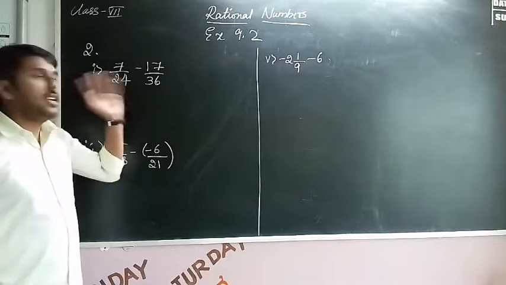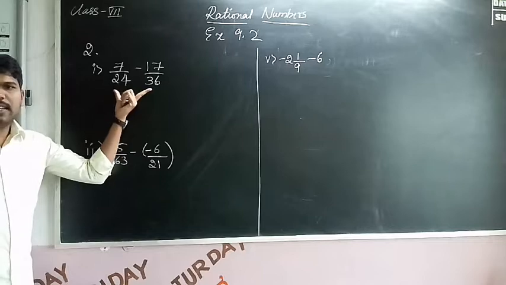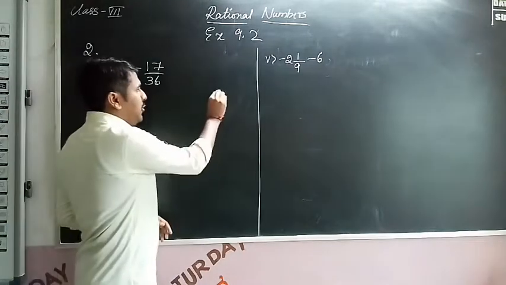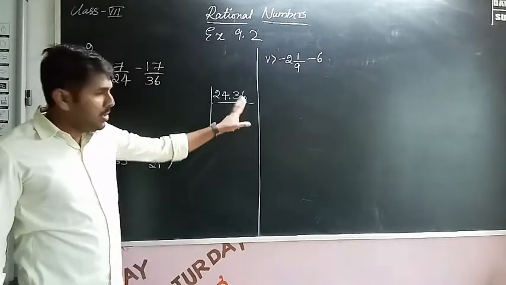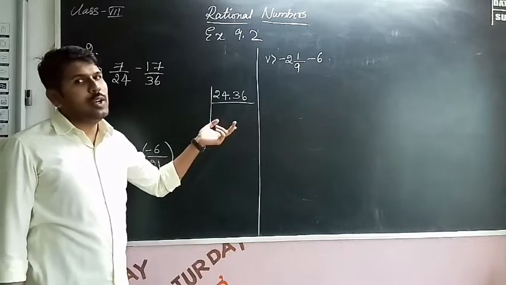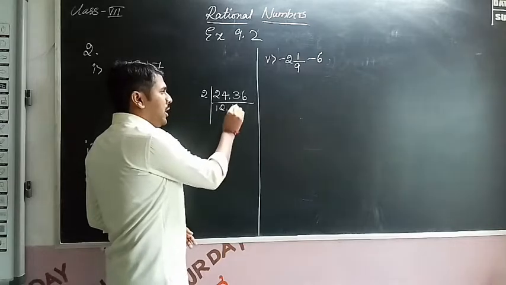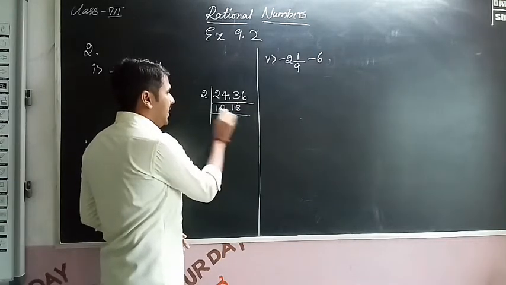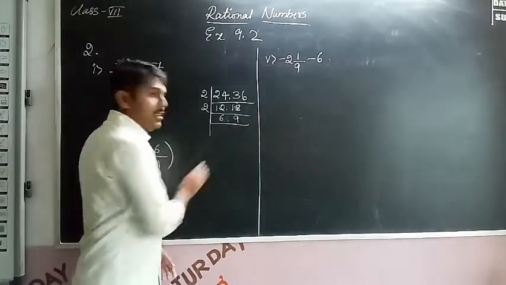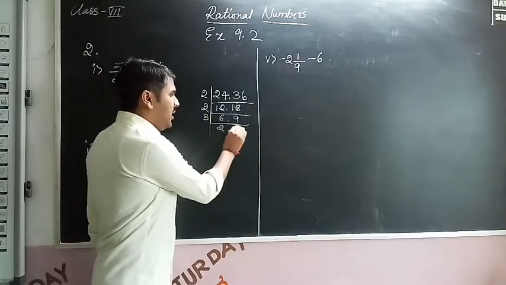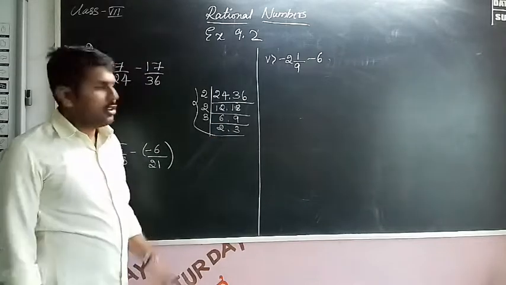So second main topic, subtraction. So how to subtract? First make the denominators the same. How to make it? Just take the LCM of these two numbers, 24 and 36. So these two numbers are in which table? You can take directly 12. Otherwise take 2: 2 1s are 2, 2 2s are, 2 18s are. Next again 2 6s are, 2 9s are. Next 6 and 9, 3 table. 3 2s are, 3 3s are. There are no common factors. So multiply the remaining numbers.